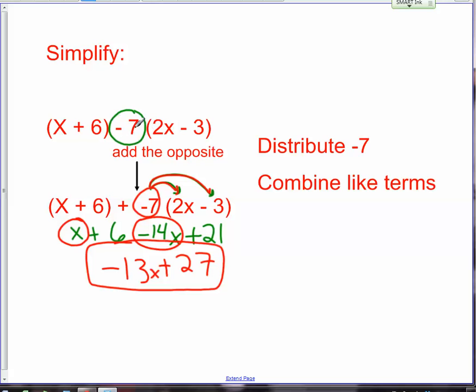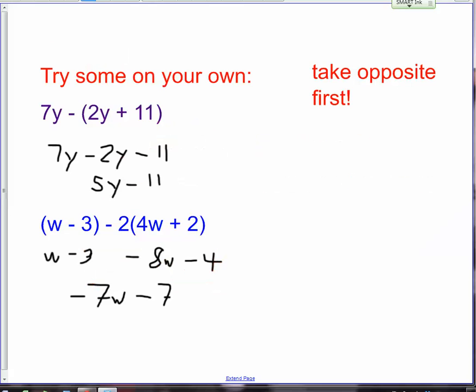And when I have -7, think of this as adding the opposite. So now I distribute. -7 times 2x is -14x. -7 times -3 is a positive 21. And x minus 14x is -13x. -6 plus 21 is plus 27. So I have -13x plus 27. So distribute that -7 first, and then combine your like terms.